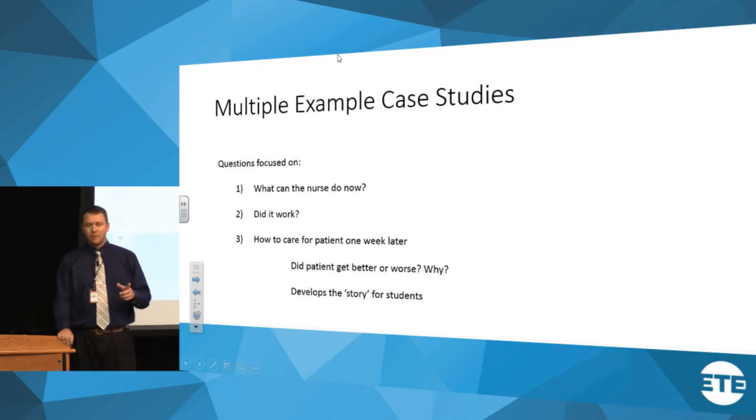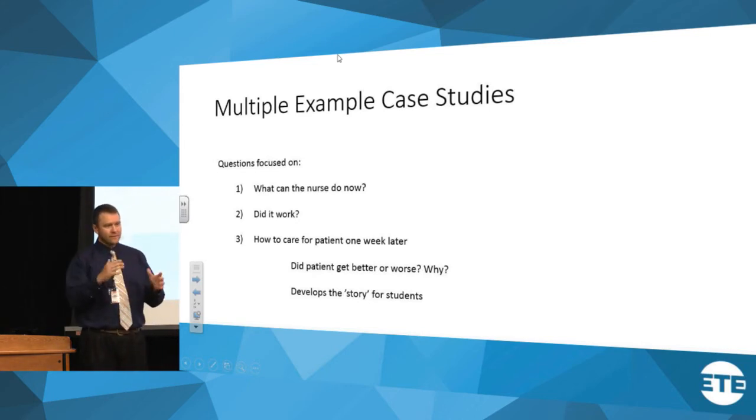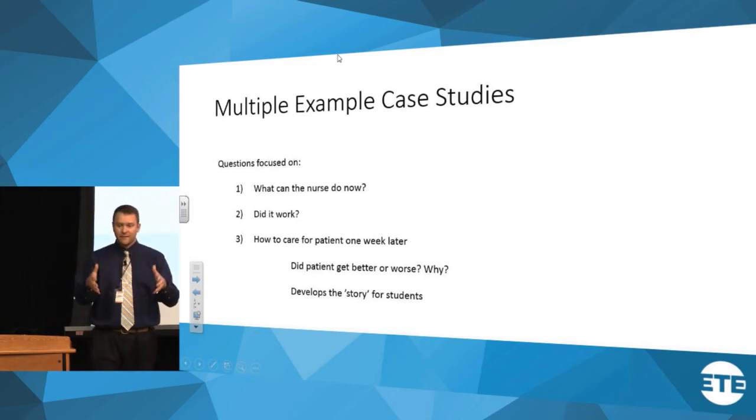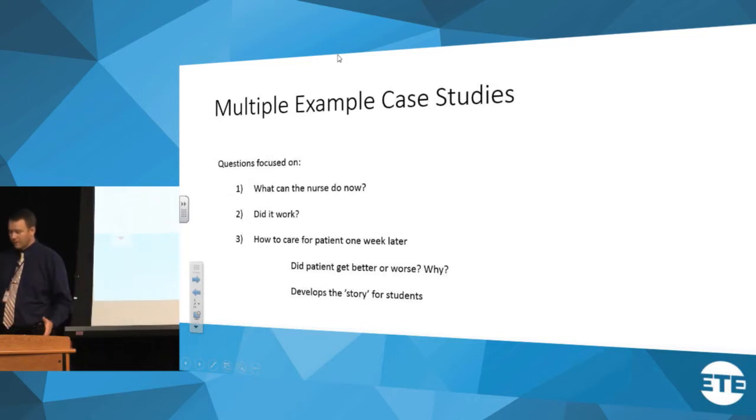Charles Duhigg wrote a book that came out this last year. He's a writer for the New York Times, and he writes about how this story is important. As people understand the story, and specifically with nurses, they can better extrapolate what should happen, and they can pinpoint when someone isn't fitting the story. And when someone doesn't fit that story, then they dig in deeper and find out why. So this was a very good example of helping students figure out and develop that story.